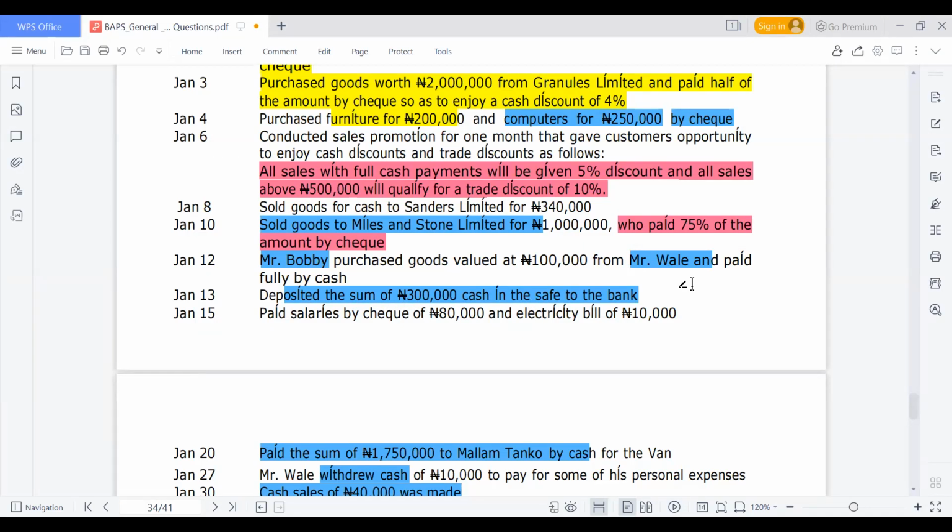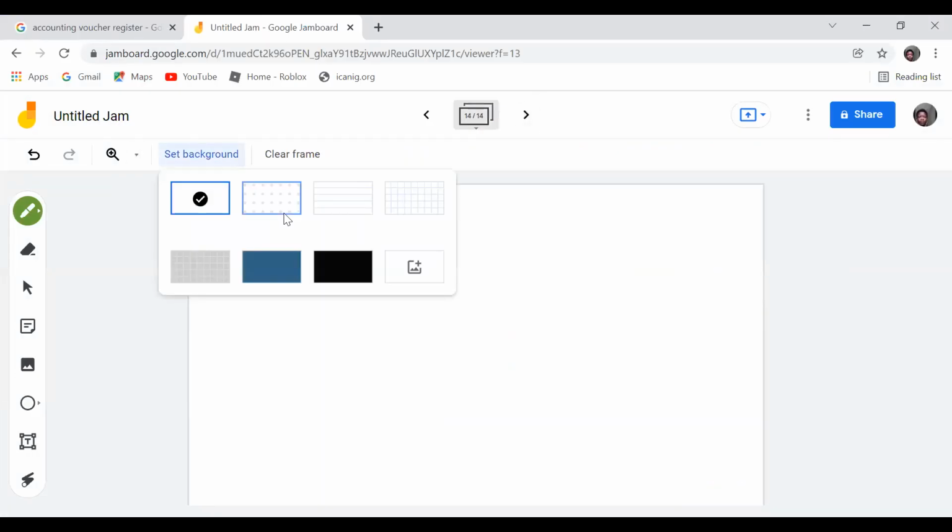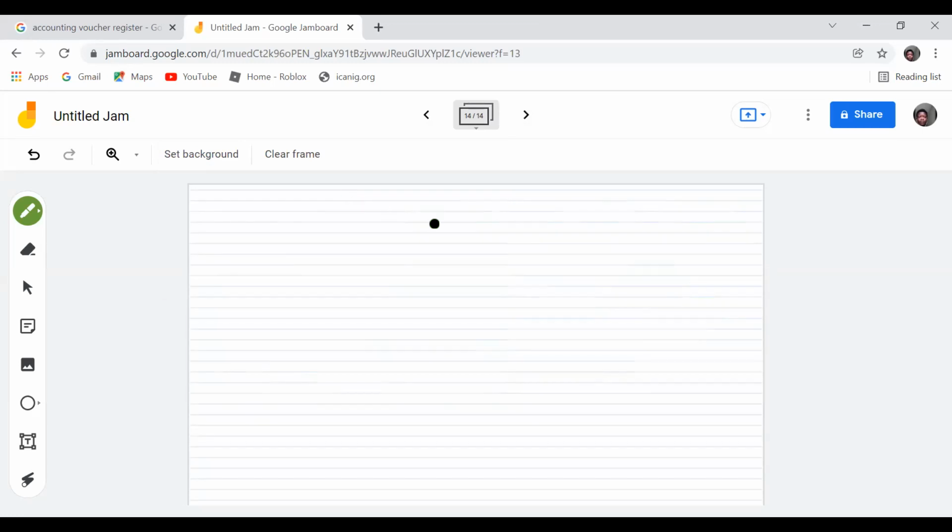Deposited, there's no need of this. But paid salaries and electricity. So let's now open another ledger for salaries and electricity. Let me maintain a new one for both of them. So I'm going to have a salary account.